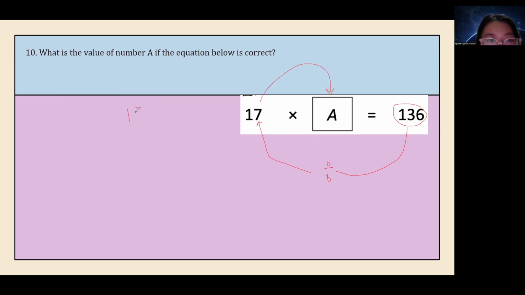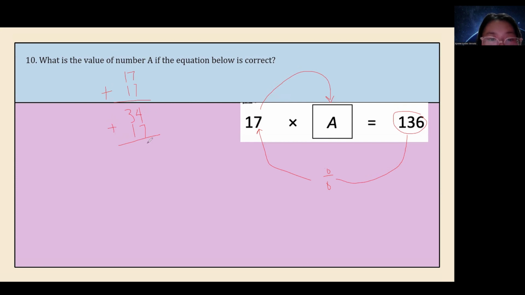Okay, so here, 136 divided by 17. Okay, so it's harder to divide this way, right? So what we're gonna do is add 17 multiple times, and we'll try to see if it becomes closer to 136. Okay, so of course 17 plus 17 is equal to 34. Then next, 34 plus 17. Since the sum is not quite close to 136, we add more 17.